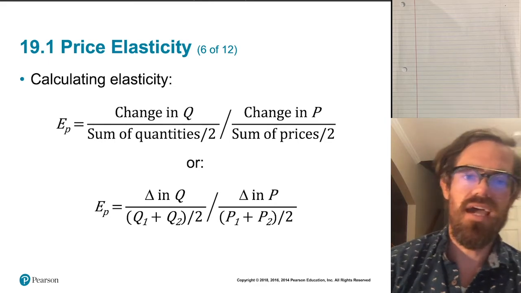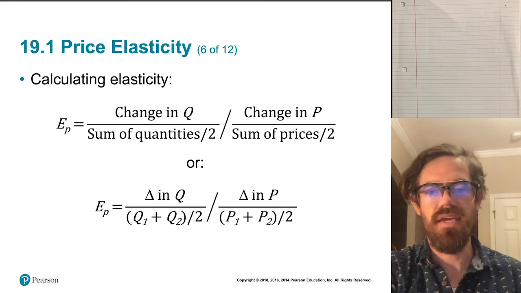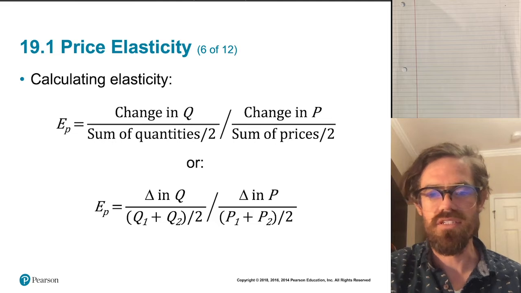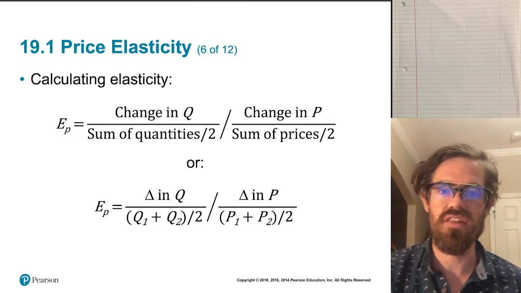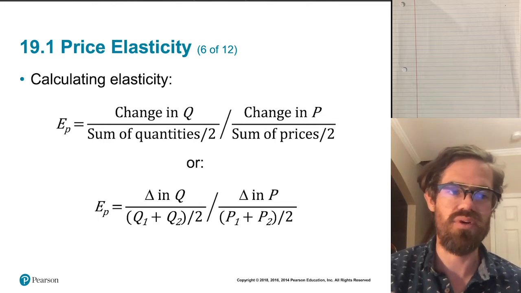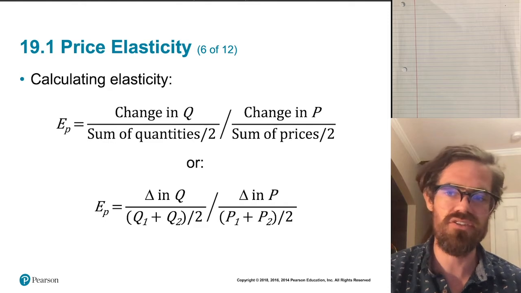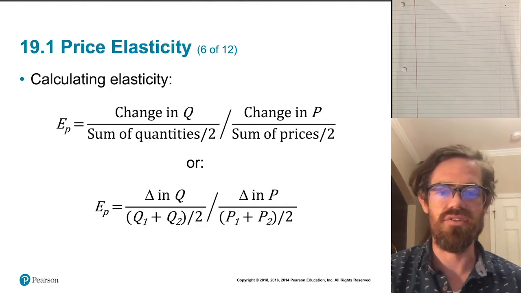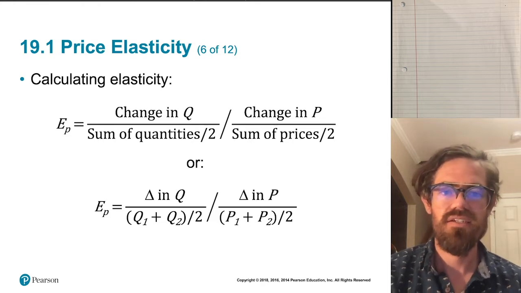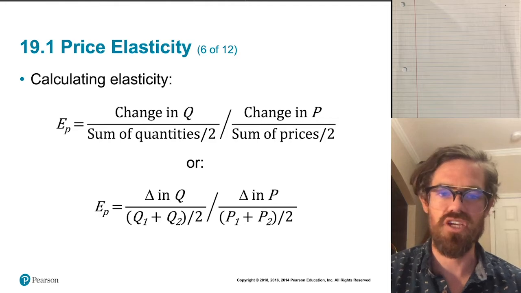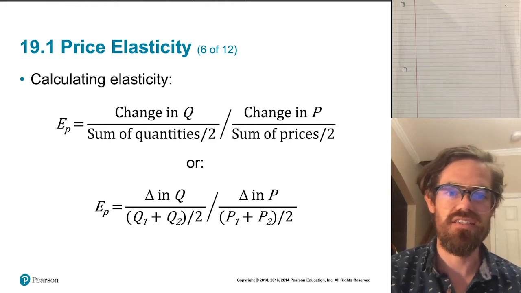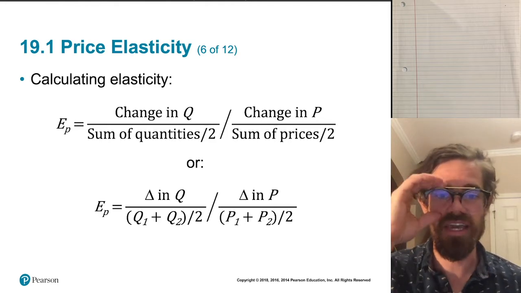Okay, so how do we calculate it? Let's get into how we calculate it in a little more detail. Let's suppose that we're not given the percent changes, but rather the absolute changes. We're told that, say, price goes from $1 to $2, and quantity demanded goes from 100 to 60. So we're not given the percent changes; we're given the absolute changes. If that's the case, then we need to use this formula to calculate those.